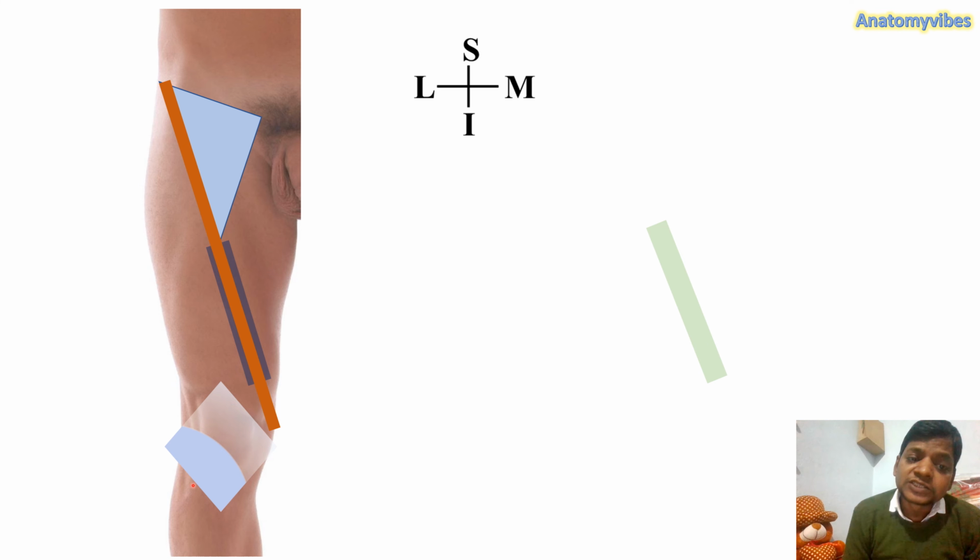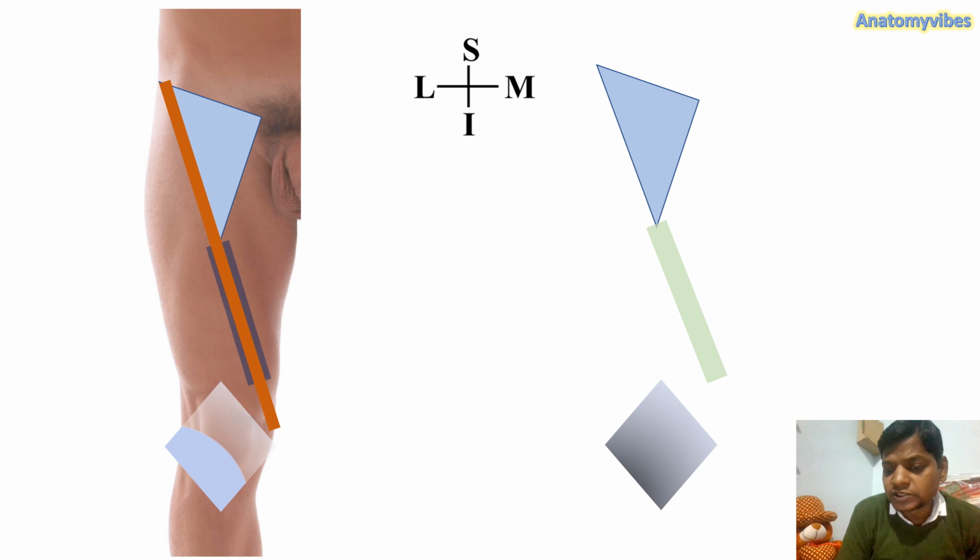That means some of the structures from the femoral triangle will pass through the adductor canal and then further pass through the popliteal fossa. That continuation you have to understand. If you understand that, that is very important. Continuation of the femoral triangle with the adductor canal and then to the popliteal fossa. So all three will be continuous. Some structures will pass from the femoral triangle to the adductor canal and then go to the popliteal fossa.